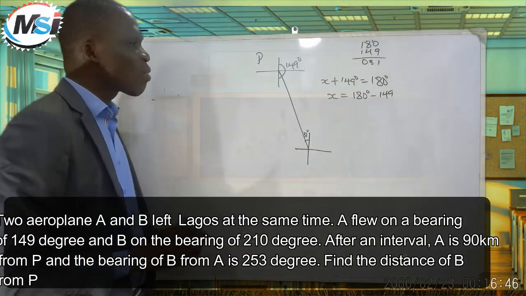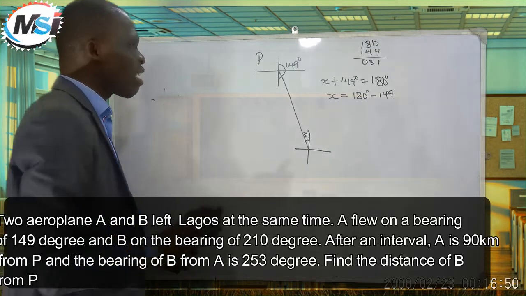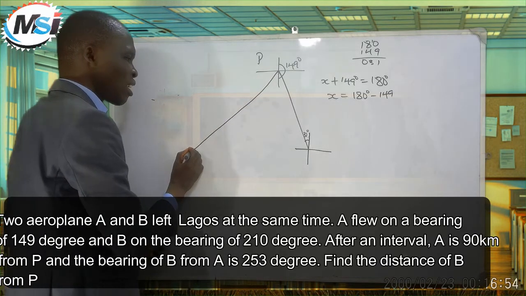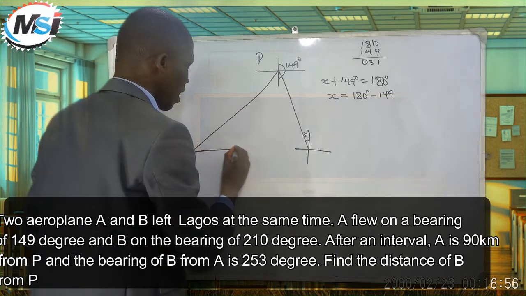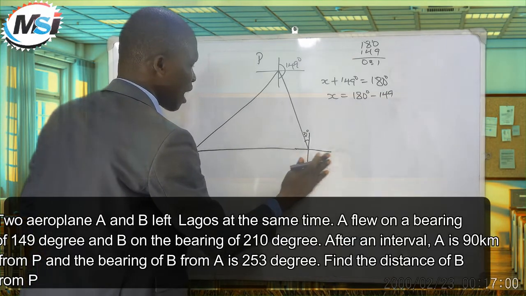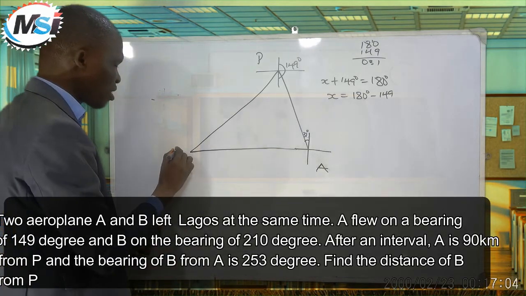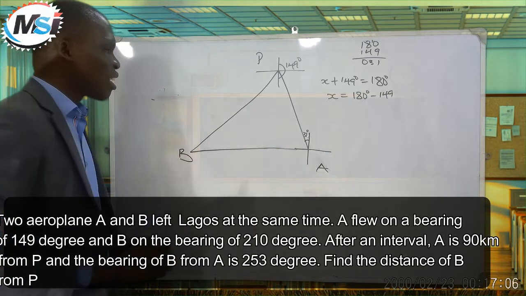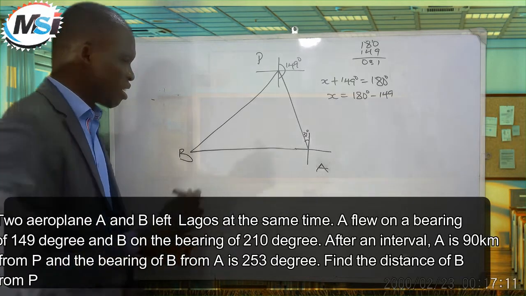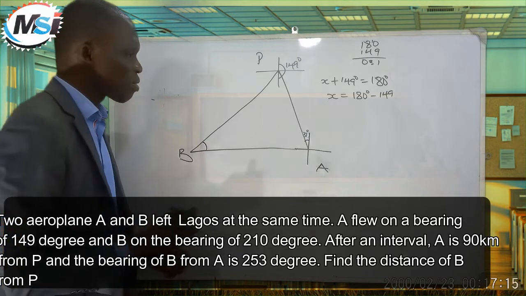Now the next thing we need to do is that this aeroplane moves to point B and moves back to A. This is A. I think you understand the interpretation of this statement. This is B. Now there's something I want to explain to you here. Here we don't know this angle.